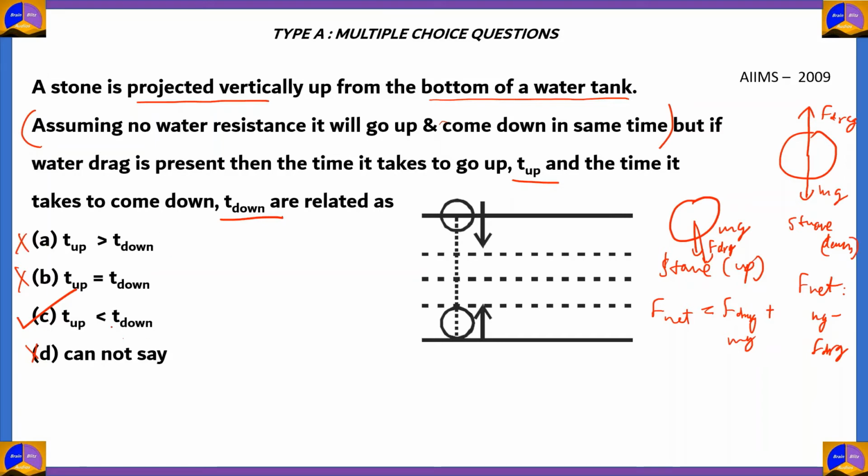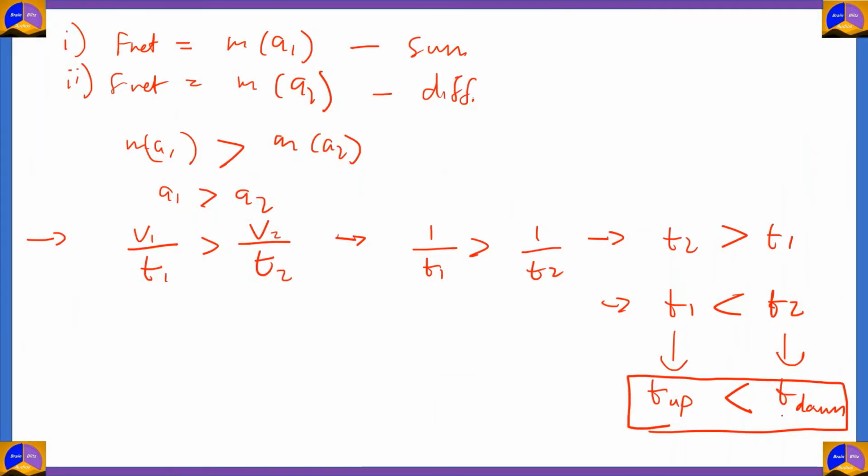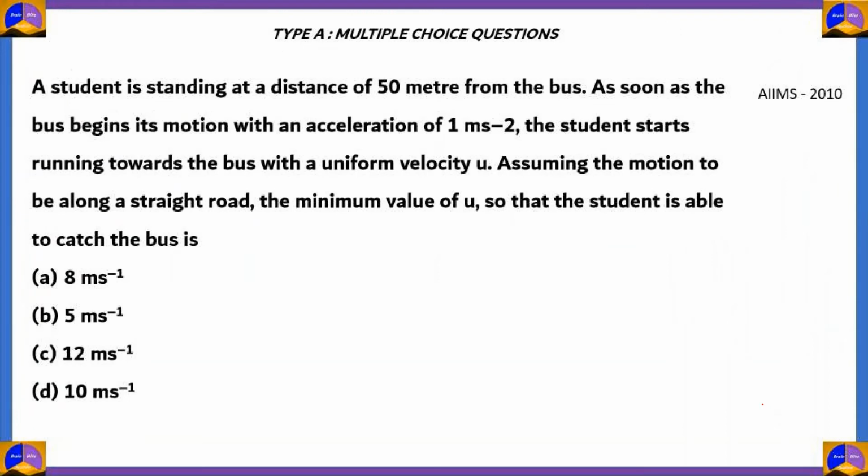The right answer is option C, T up is less than T down, because due to the drag force, in the first case the net force is greater, and in the second case the net force is less. So we can get the net acceleration relation, and using the inverse proportionality with time, we got the relation T up is less than T down. Now, let's move on to the final question.